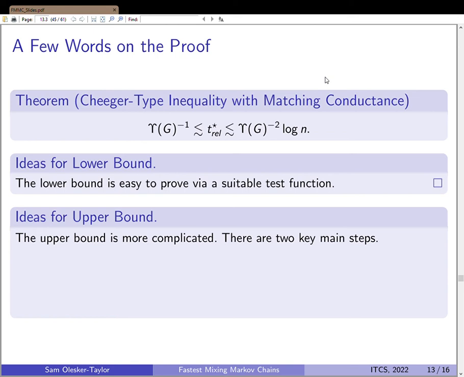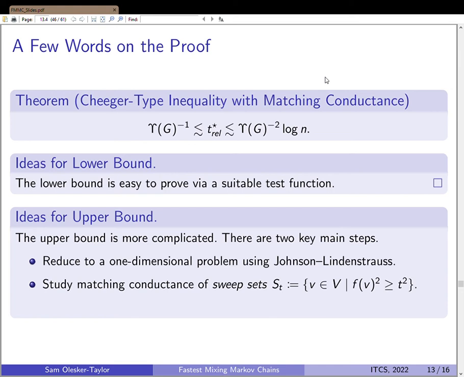First of all, we reduce it to a one-dimensional problem using the Johnson-Lindenstrauss lemma. And then we study matching conductance of these sweep sets, defined as shown. The first step is where this extra factor of log n on the right arises. And I'll mention at the end a little bit about removing this factor. Well, we can't remove this factor, but I'll comment about how it would be nice to.